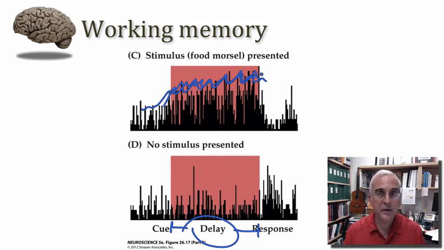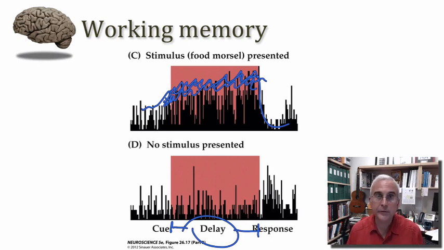And immediately following the delay, when the behavior is to be executed, there is a sharp fall off in activity for this cell, suggesting that what this neuron is encoding is the information that is going to guide the execution of the behavior when it's possible to do so.